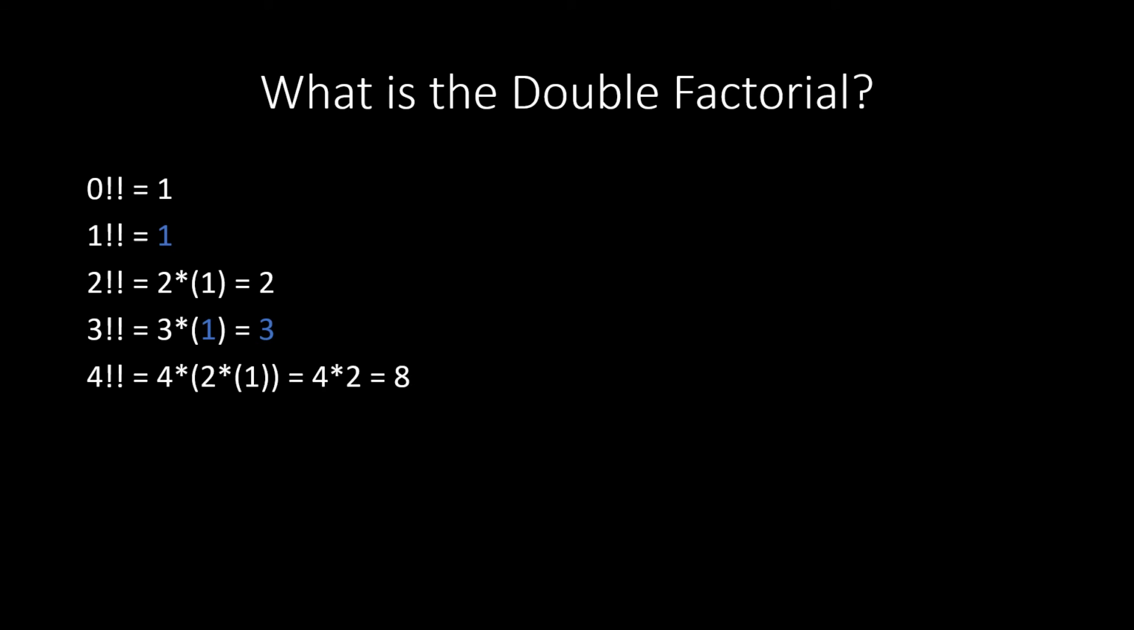Again, we move on to 4 double factorial, being 4 times everything above it, skipping the 3 factorial, and that's just 4 times 2, or 8. This continues on and on until we get the general form for the n double factorial, being n times everything above it, skipping each time, or just in general, n times (n minus 2) double factorial. And we will remember that as well as we move on to the next.